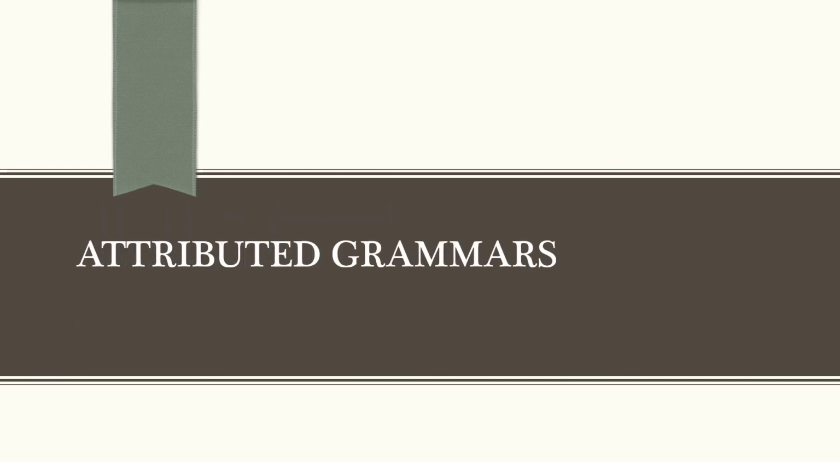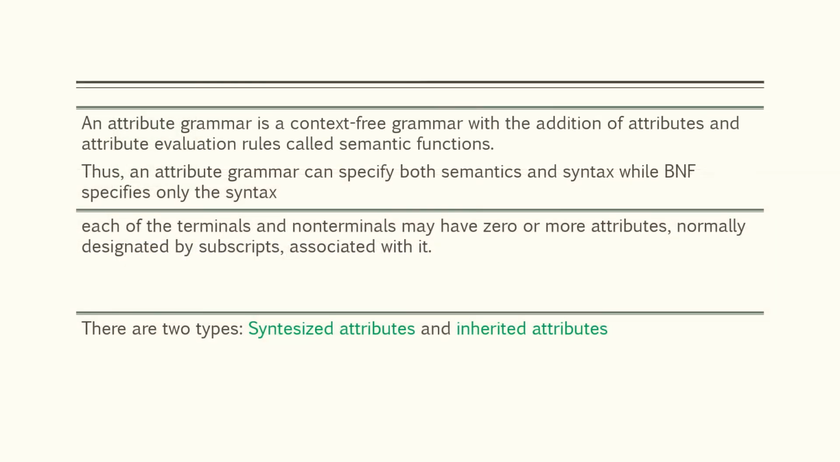Next subtopic is on attributed grammar. The attributed grammar is actually a context-free grammar with the addition of attributes and attribute evaluations. So they add on attributes and attribute evaluations. We call it attribute grammar. This attribute grammar can specify both semantics and syntax, while the previous ones can only detect syntax.